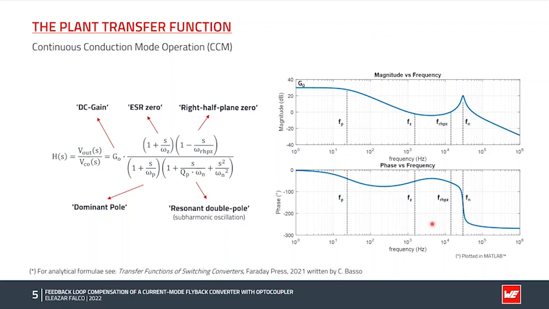As we will focus on the compensator in this webinar, we will not go into all the details for the plant transfer function and all the formulae for the different factors. For this, you can refer to the book Transfer Functions of Switching Converters from Christophe Basso, which was also used as a reference in this case to plot the frequency response of this transfer function and also those which come in the next slides.